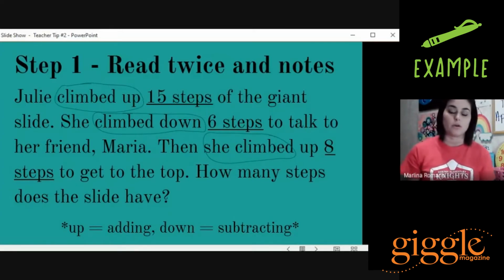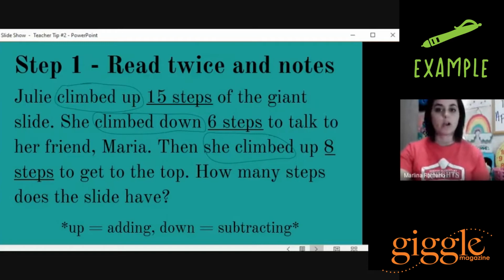The next sentence, then she climbed up 8 steps to get to the top. Again, I circled she climbed, up should be included in that. So I should have circled climbed up. Again, that's increasing, so addition. And I did underline 8 steps because that's the numerical value of how many steps were being either climbed up or down. And our last sentence, how many steps does the slide have? So we've completed step 1, reading it at least twice and circling our clue words and underlining our important information.